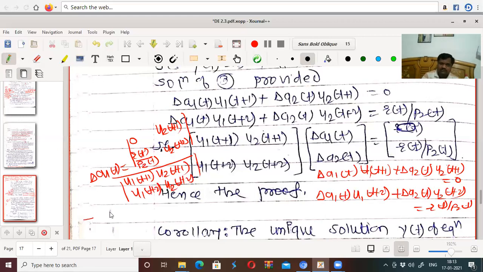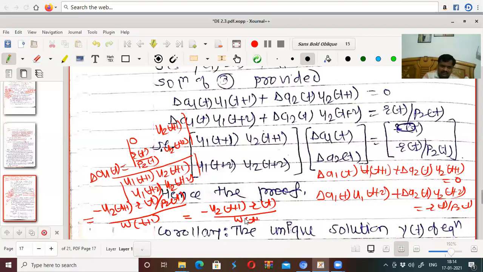Which is equal to, by cross multiplication, 0 into this one, 0 itself. Only we get minus u2(t plus 1) into r(t) upon p2(t), divided by, what is it? This is simply small w(t plus 1). Can I write this as minus u2(t plus 1) into r(t) upon w(t plus 1)? This is delta a1(t).